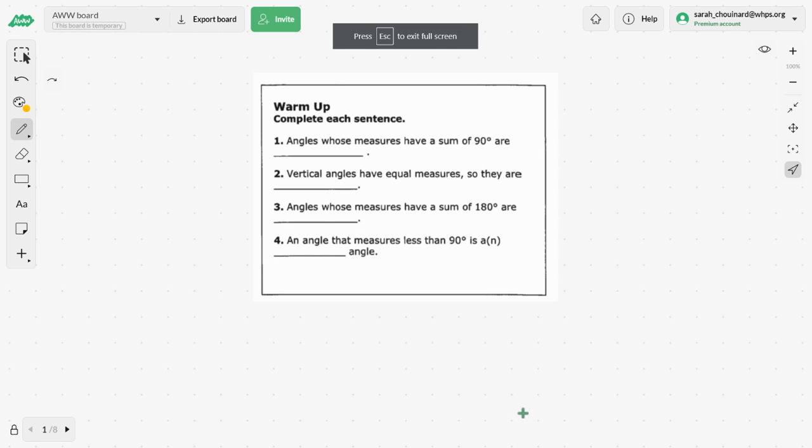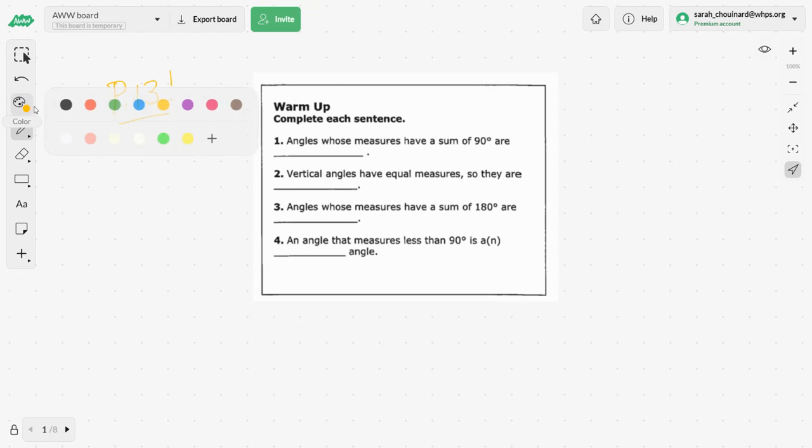All right, so we are in your yellow packet and we are on page 13. So to start on page 13, we have to review some of our angle vocabulary. Angles whose measures add up to 90 degrees are called complementary angles.